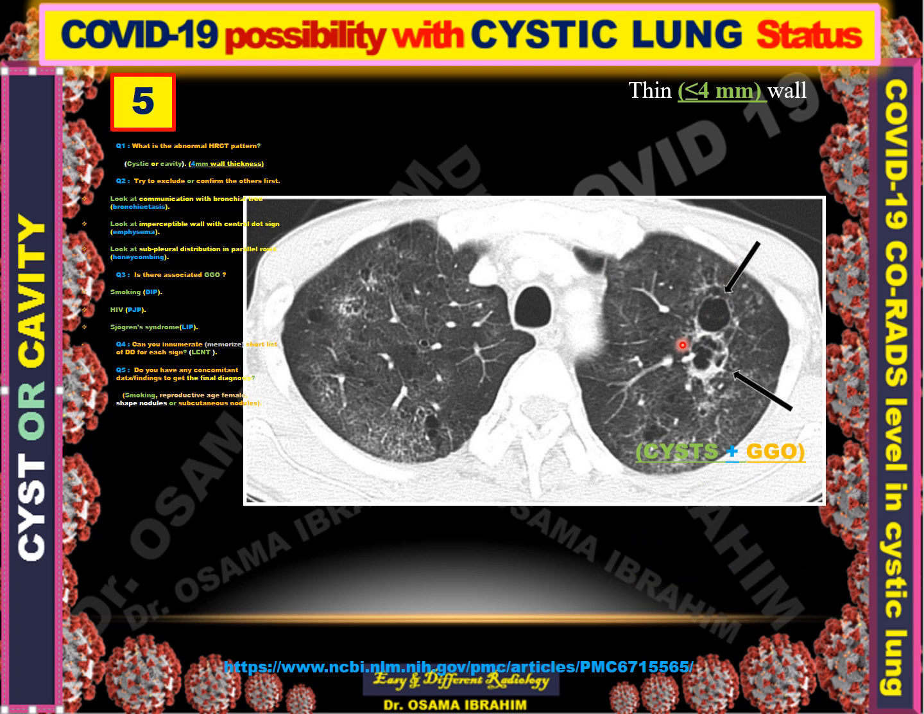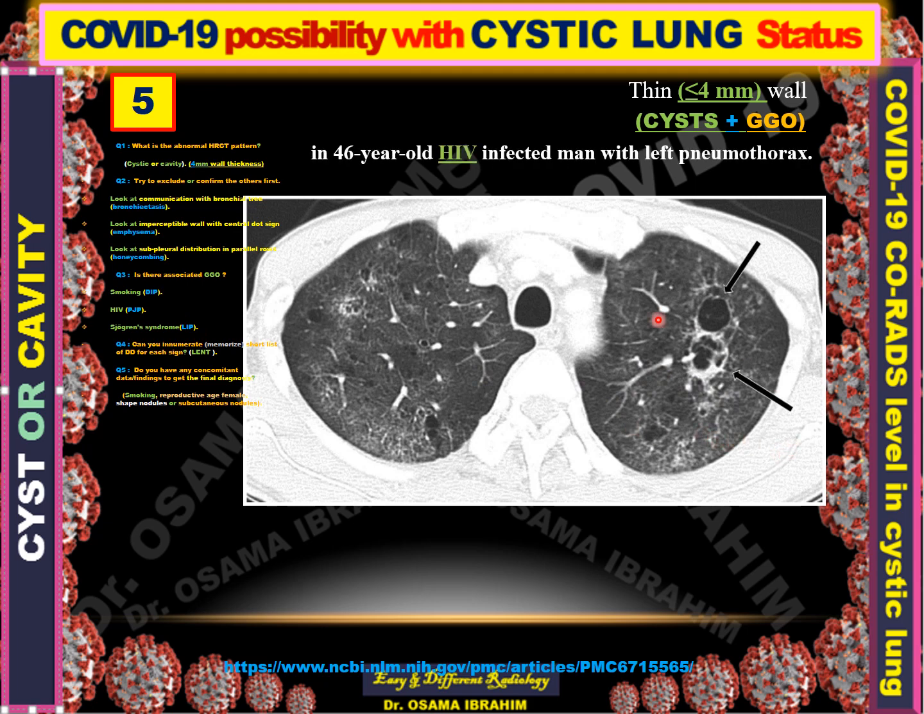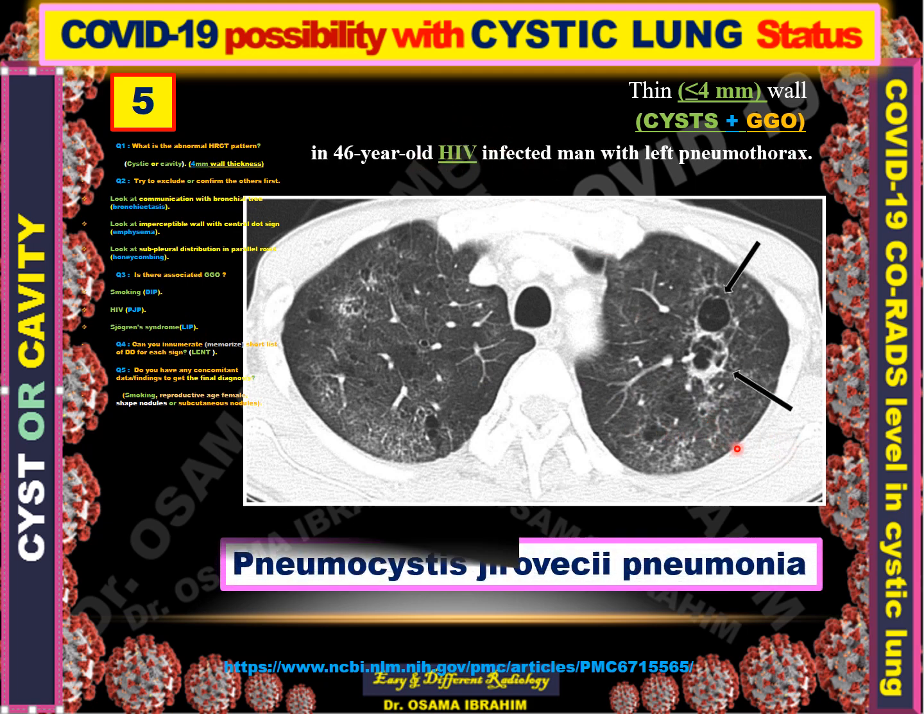So I need another question to diagnose the patient. If there is a history of smoking, diagnose it as DIP, or HIV history, diagnose it as PJP, or autoimmune disease like Sjögren's disease, diagnose it as LIP. And if the patient has a history of HIV, that facilitates the diagnosis of Pneumocystis jirovecii pneumonia, or Pneumocystis carinii pneumonia as the old name. This is the new name.